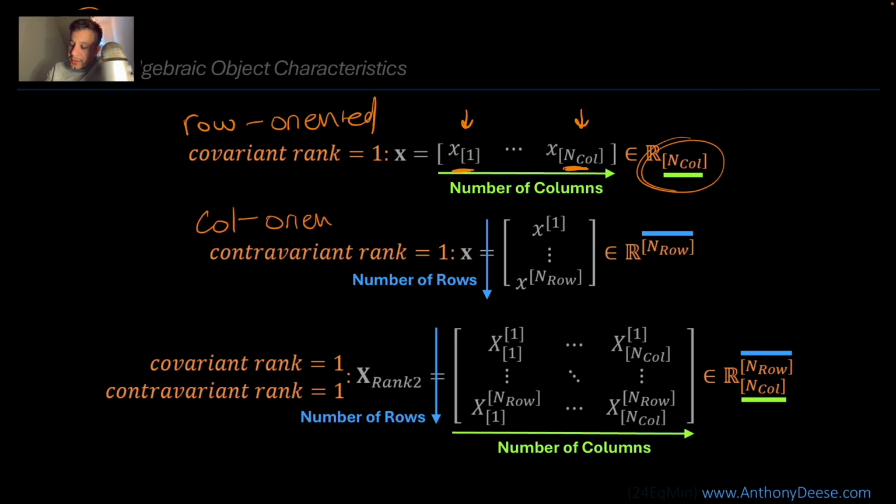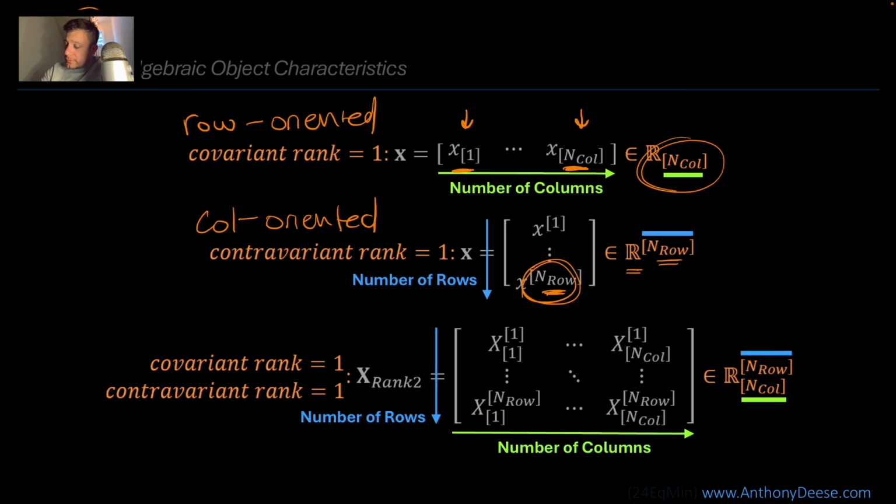Now let's take a look at a column-oriented array. All right, and here we have, first off, all of the indices represented as superscripts, and we go from x1 to x n row, where the number of rows, again, each row only has one element, but we could call them rows, is denoted by this variable. And so we use the script R as well as the superscript n row to describe its size.